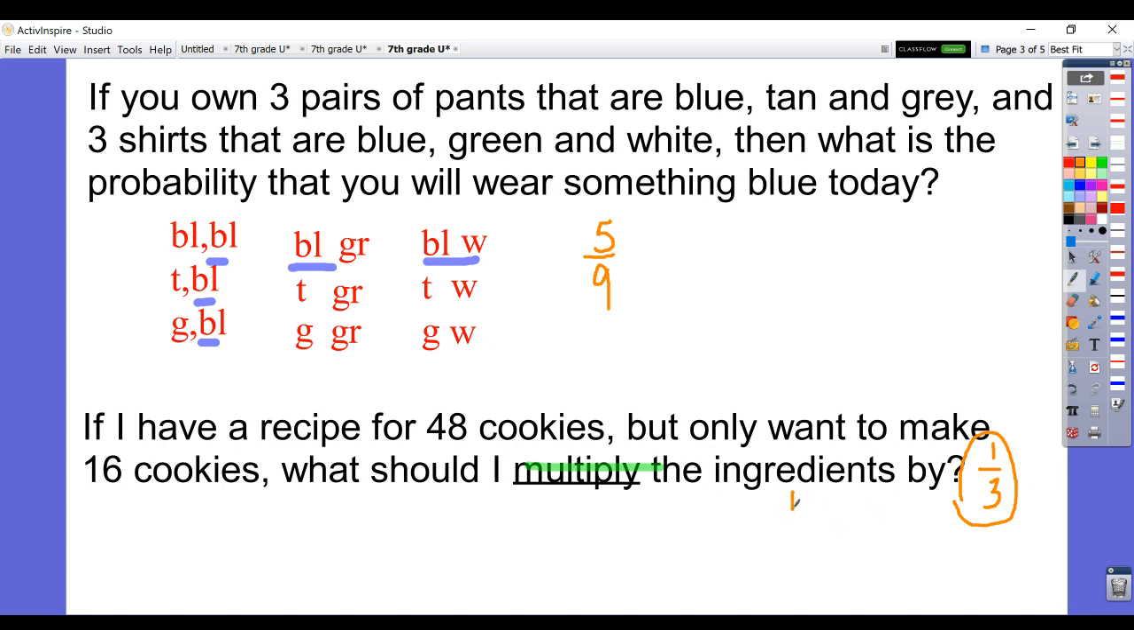The other way you could have gotten that 1/3 is to say, I want 16 cookies out of 48, and then simplifying that fraction would also give you 1/3. So I want 1/3 as many cookies as the recipe calls for, pardon me.